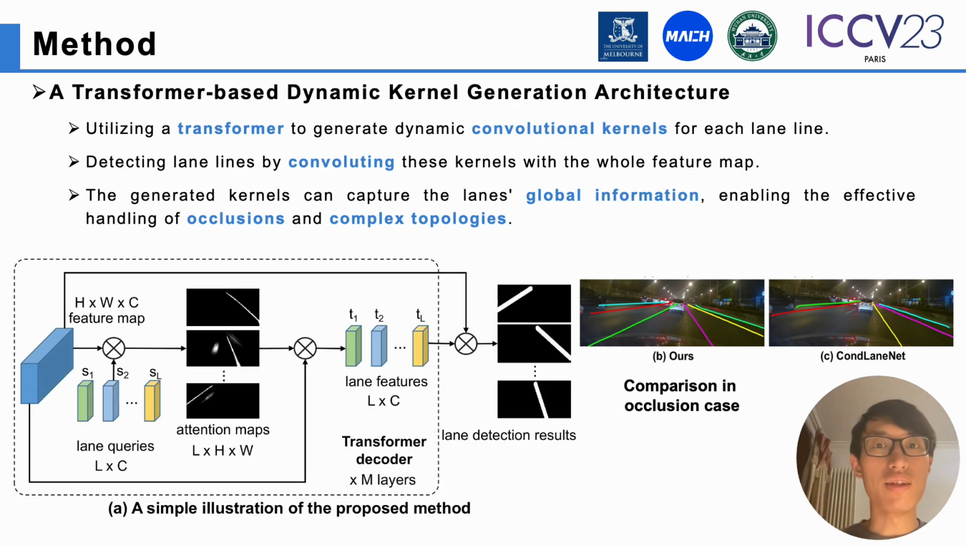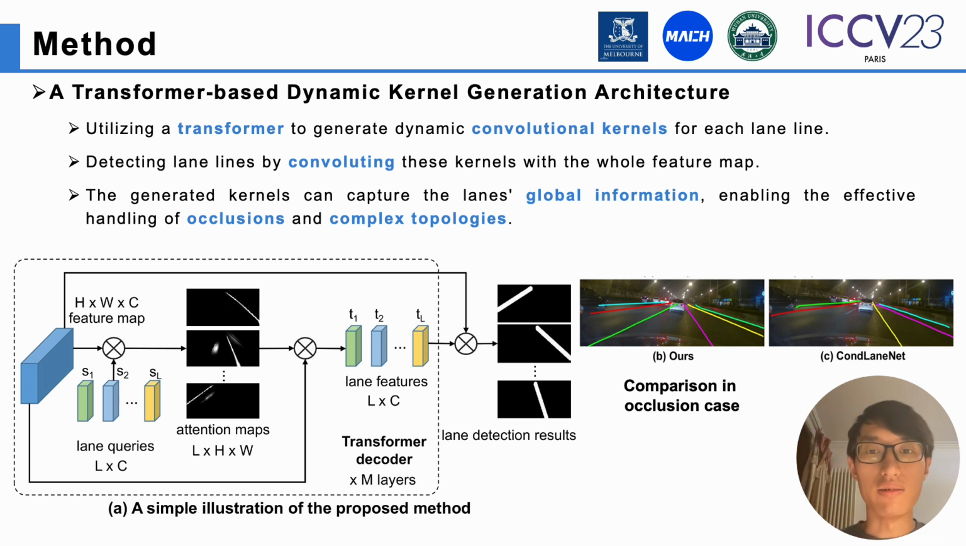To overcome this limitation, we propose a transformer-based dynamic kernel generation architecture for lane detection, which further reduces the reliance on specific prior knowledge. It utilizes a transformer to generate dynamic convolution kernels for each lane line in the input image, and then detects these lane lines by convolving these kernels with the feature map.